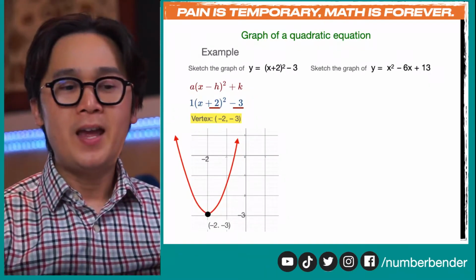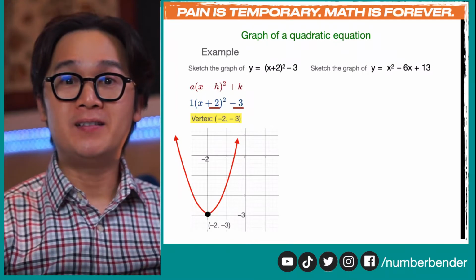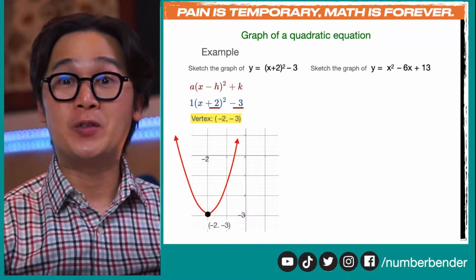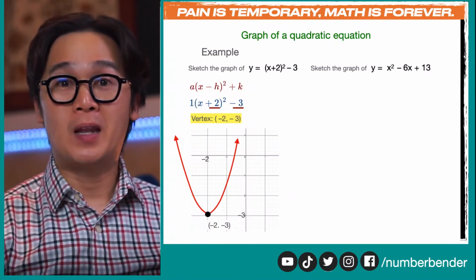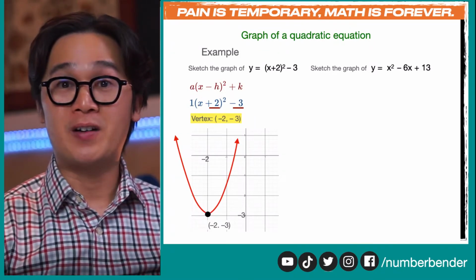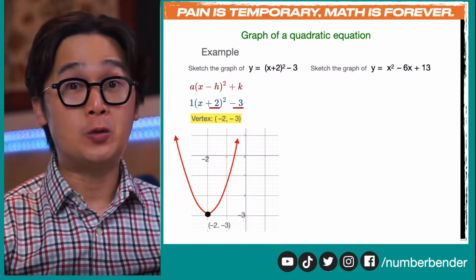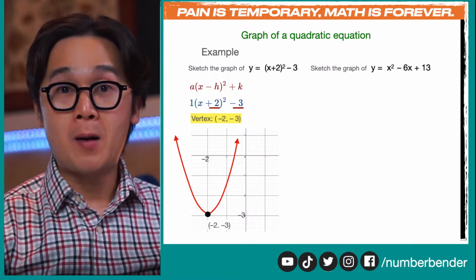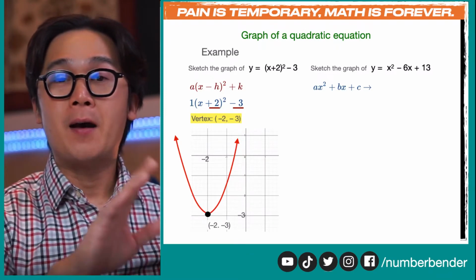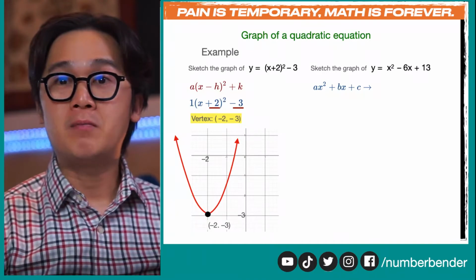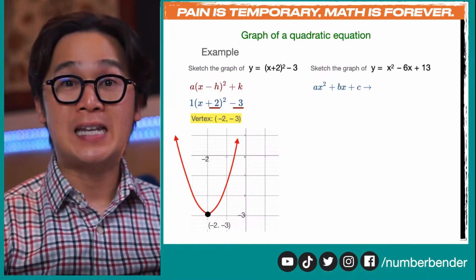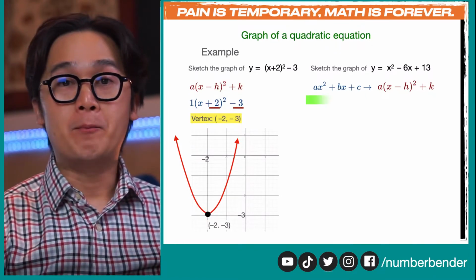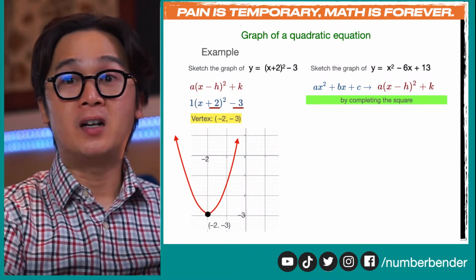But the heart of this video lesson is converting our standard form into its vertex form so that we can apply this technique to draw the quick sketch of our parabola without computing for the solutions and the vertex of this quadratic equation. And how are we going to accomplish that? We're going to accomplish this by converting x squared minus 6x plus 13, which is in standard form, into (x minus h) squared plus k by using the completing the square technique.